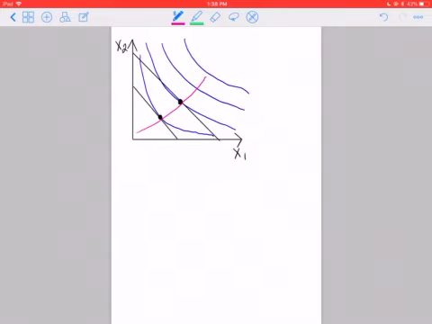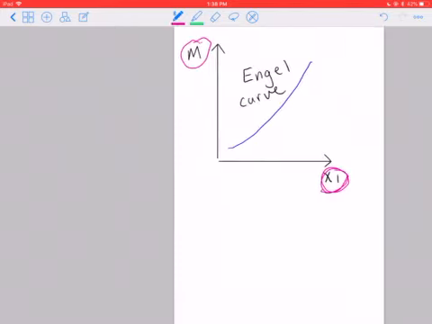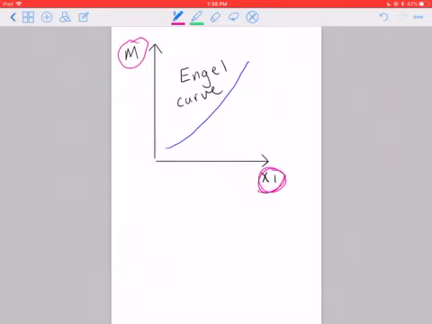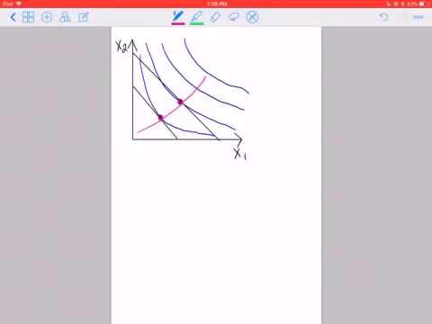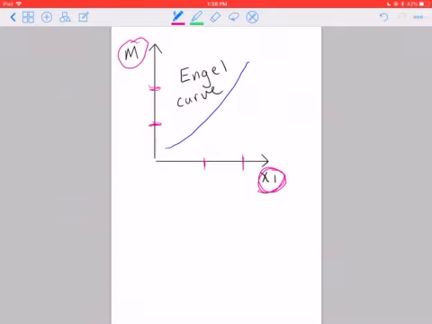Looking back to this first graph, we'll see what the points are from our two earlier budget lines and find those points of tangency. Then we would create figurative numbers for these incomes and graph them at the same points where we found our x1 on this graph. So that's basically the breakdown of how a traditional Engel curve works.